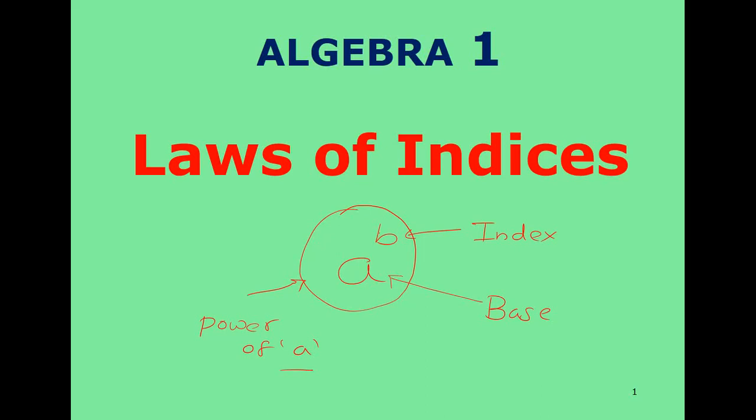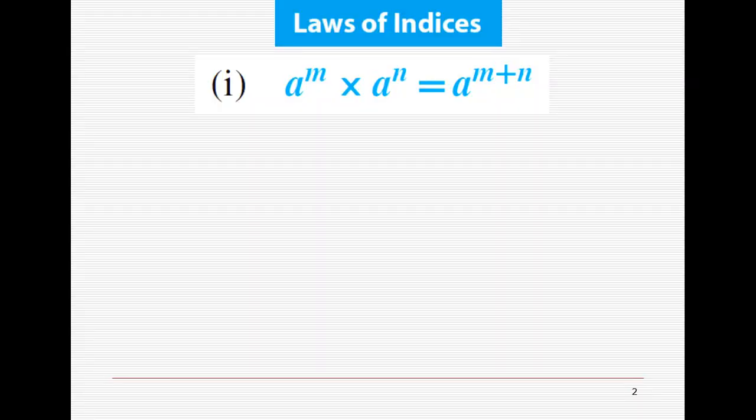So as the most fundamental thing, we should know this part before we move into the discussion of the laws of indices, right? So this is called the power of a. The lower part is called the base of the value, and the b on top of a, or a to the power b, b is the index. So let's move into the first law.